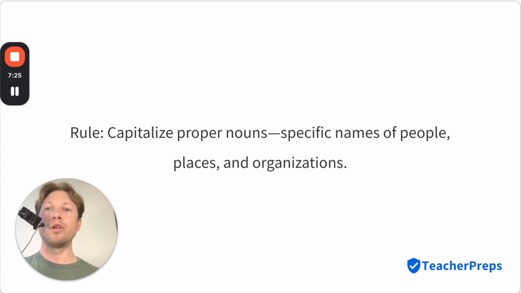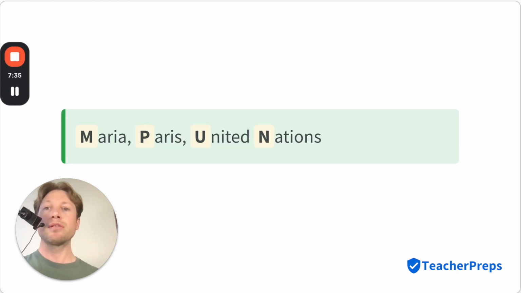Next up, you'll always want to capitalize proper nouns. These are the specific names of people like Maria. We've got places like Paris and organizations like the United Nations. Here are some common examples. We have, again, Maria, Paris, United Nations.